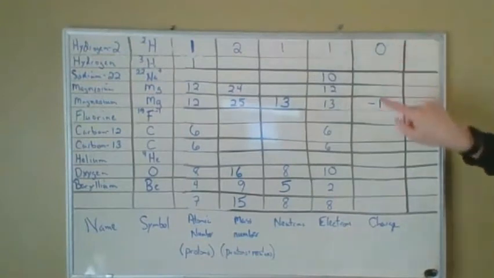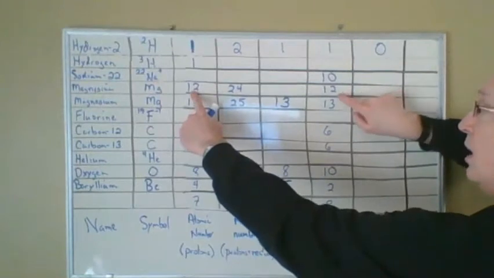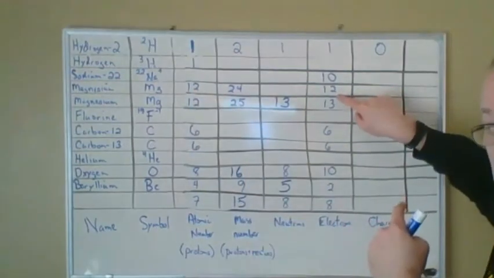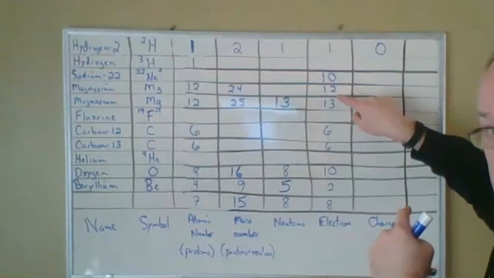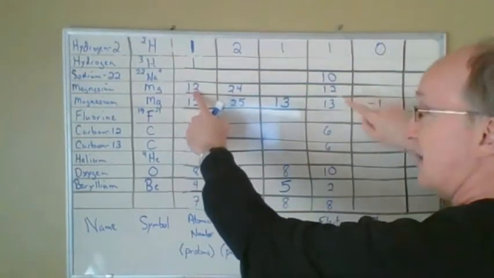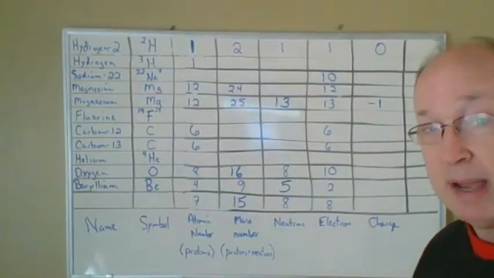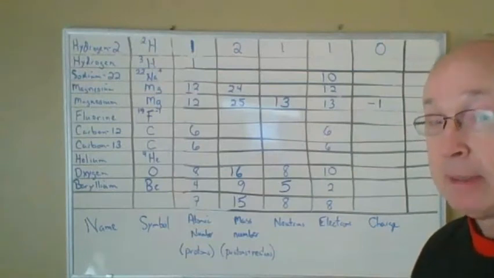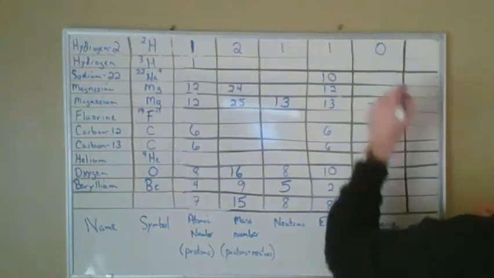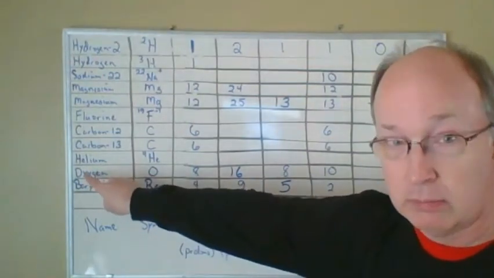Okay? So let's look at this magnesium, the one right above it. 12 protons, 12 electrons. The charge on that would be, what do you think it is? If they're the same number of protons as electrons, what do you suppose the charge is on that atom of magnesium? If you're thinking 0, you're right. They balance, okay?